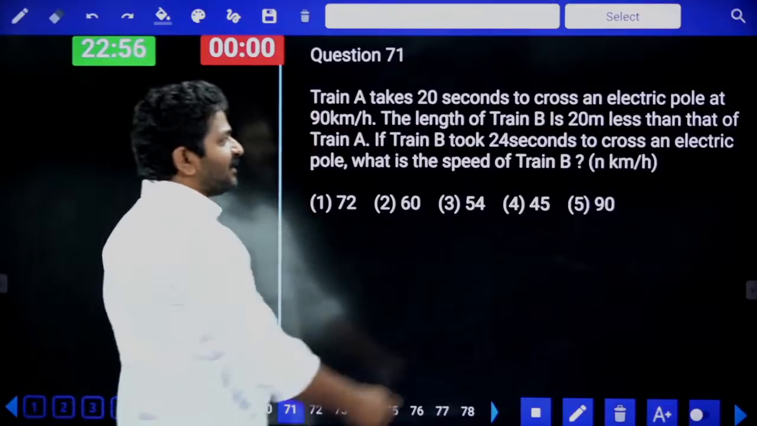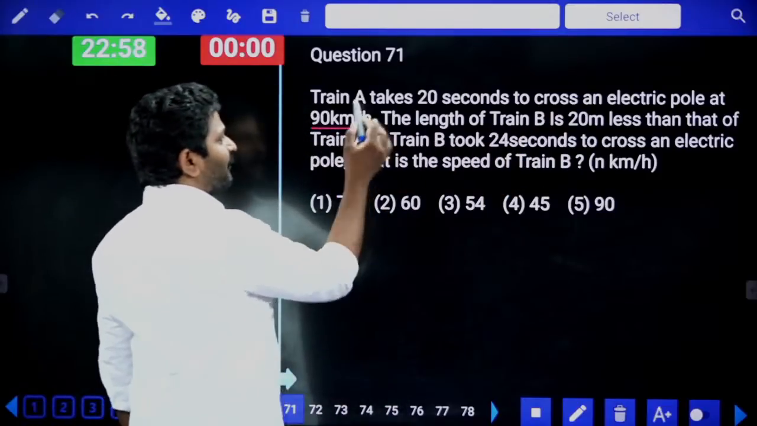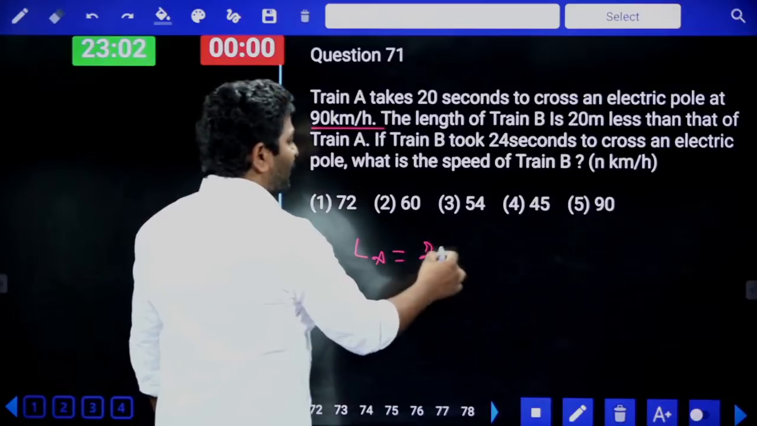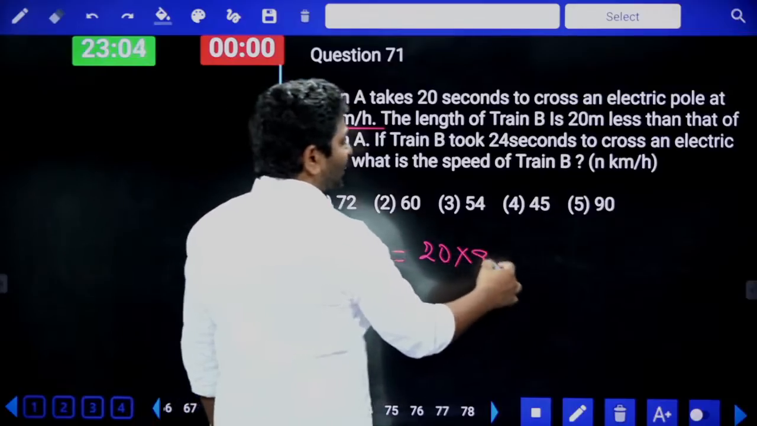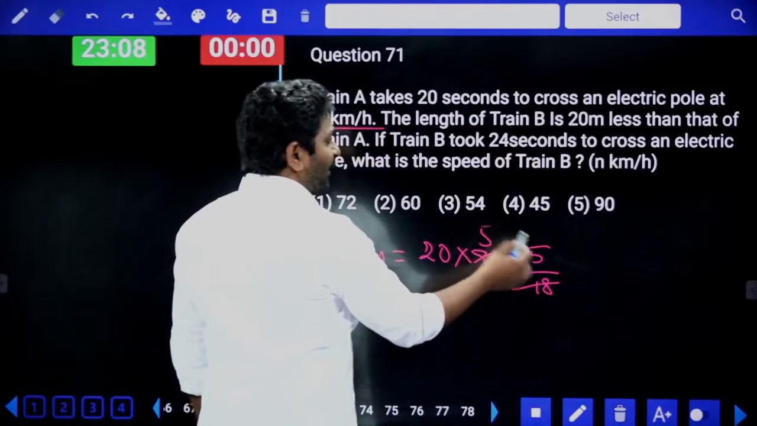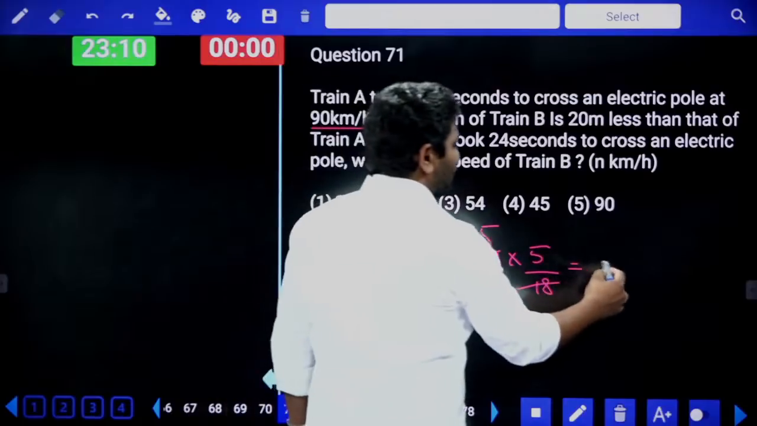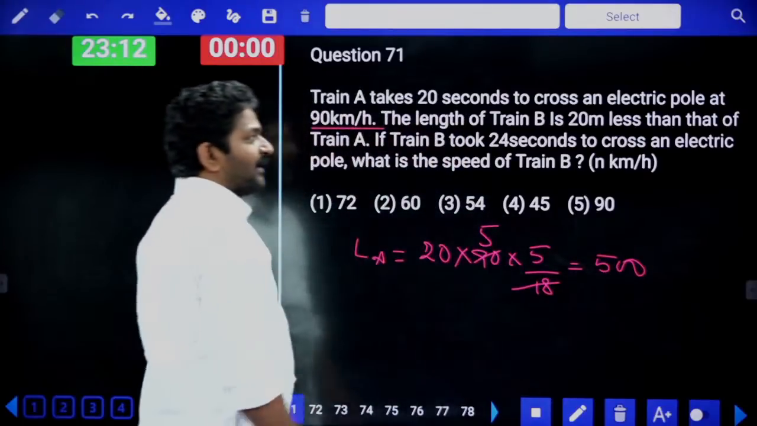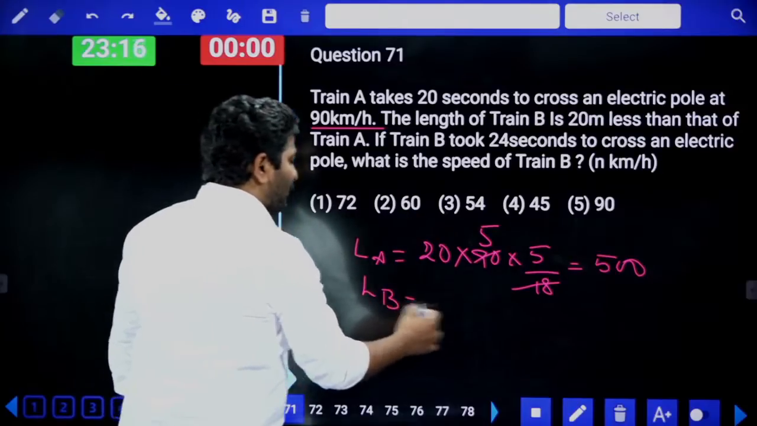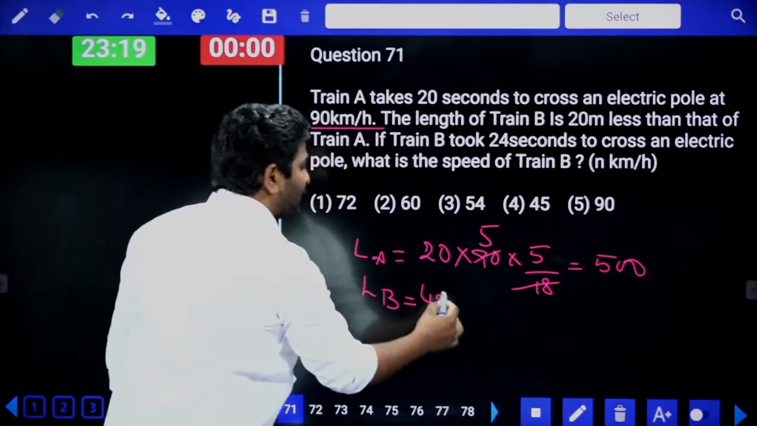Train A takes 20 seconds to cross an electric pole at a speed of 90 km per hour. So length of train A is equal to speed into time, 20 into 90 km per hour convert into meter per second, 5 by 18. 18 5 times 25 into 20, that is equal to 500 meters. Train B is 20 meters less than train A. So length of train B is equal to 20 less than 500, which is equal to 480.